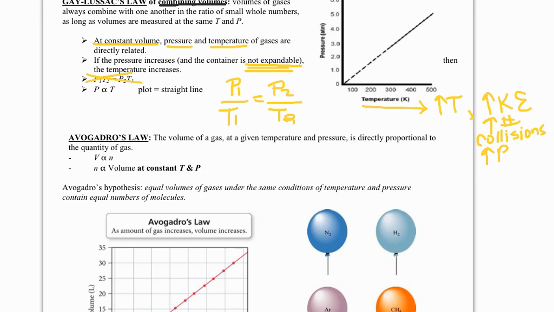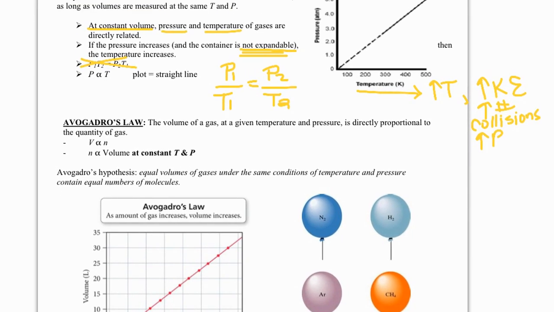Avogadro's law kind of is an offshoot of Gay-Lussac's law, or his statement up here. Gay-Lussac basically said you can combine volumes of gases. As long as they're at the same temperature and the same pressure, if I have one gas and another gas, I can just add them up and that would be double the volume or whatever.